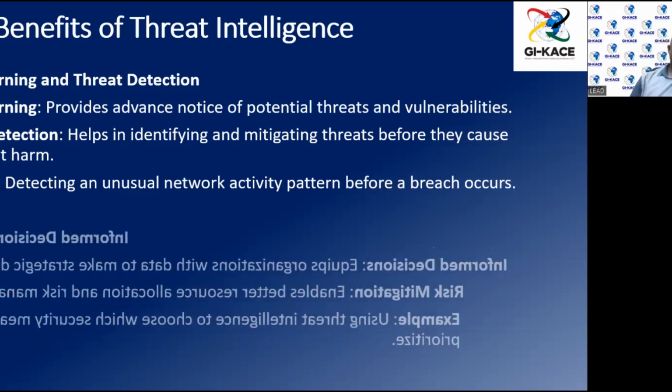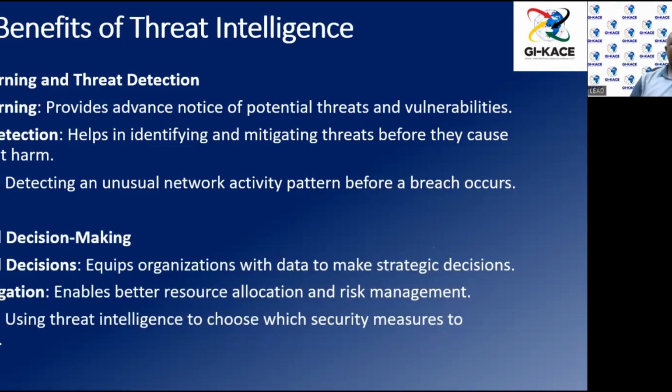Okay. Then we have informed decision making. This equips organizations with data to make strategic decisions. So if your organization wants to be threat intelligent, they will go and say, okay, let's look at 2022, which were the most attacked companies in terms of categories. Is it the finance sector? Is it the corporate? Or is it the categories that they can look at? Based on that, when they go into their meetings, they will say, okay, we are one of the companies that is prone to these attacks. What can we do to secure ourselves?